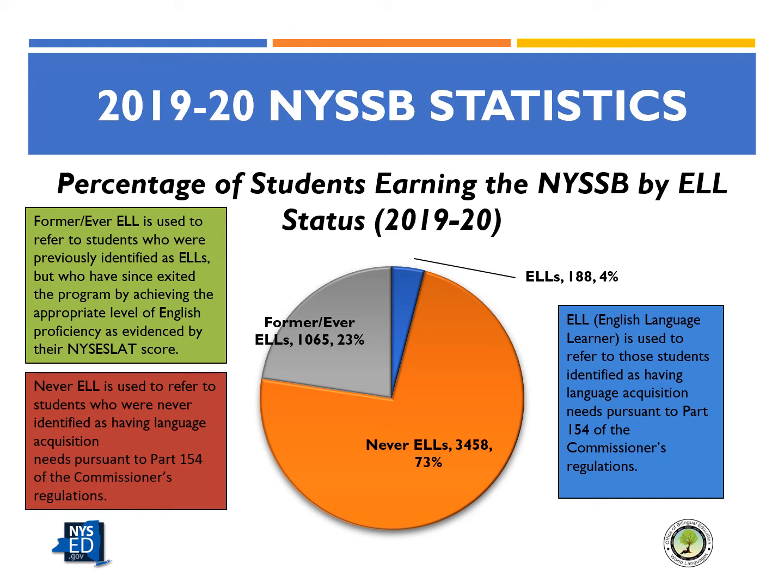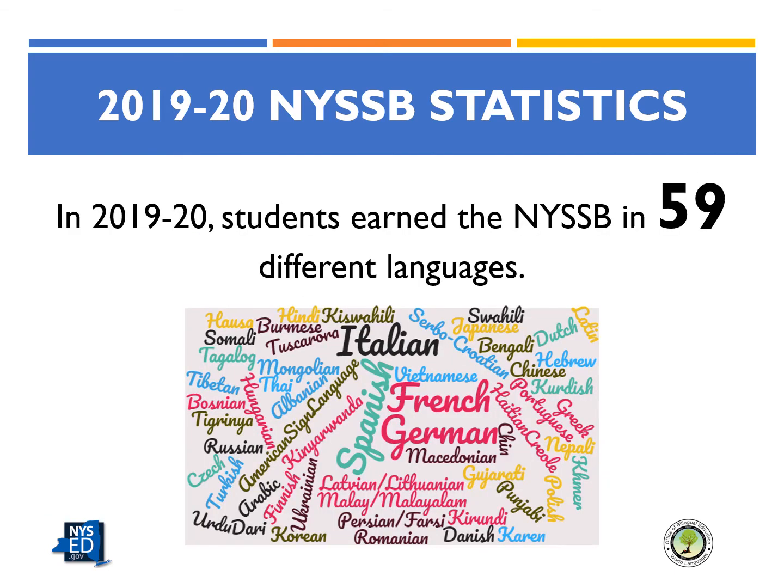From this chart, we can see that approximately 3/4 of students who earn the Seal are Never ELLs, with 1/4 of students being former ELLs or current ELLs. In 2019-20, students earned the New York State Seal of Biliteracy in 59 different languages, including our very first candidate in an indigenous language, Tuscarora. This represents an increase of 12 additional languages from last year.